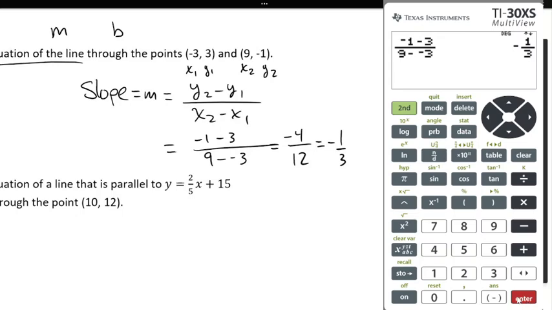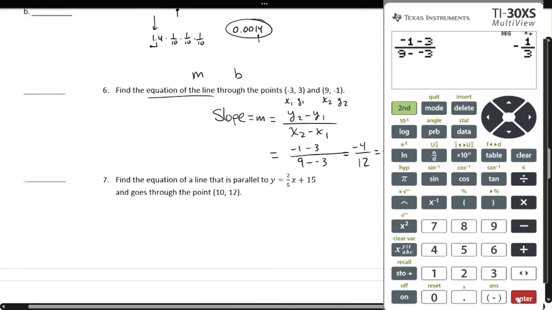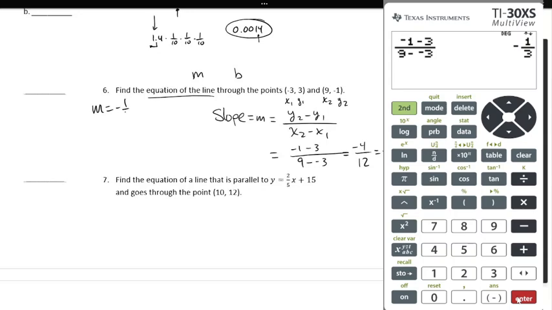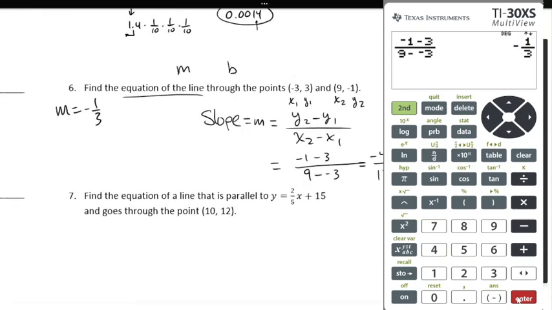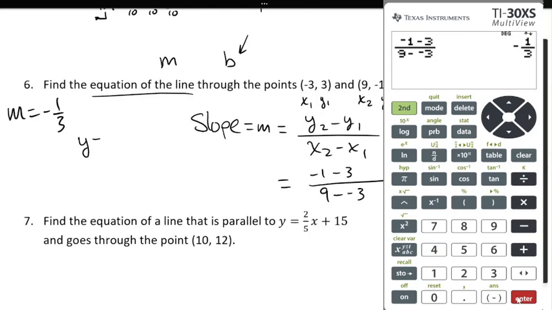So I know my slope parameter. The slope parameter is m. M is -1/3. What I need to do now is figure out my y-intercept parameter, b. So remember, in the equation of a line, y equals mx plus b. There are two variables. Our variables are x and y, and our parameters, the things that control the line and tell the line what kind of line it's supposed to be, are m and b.